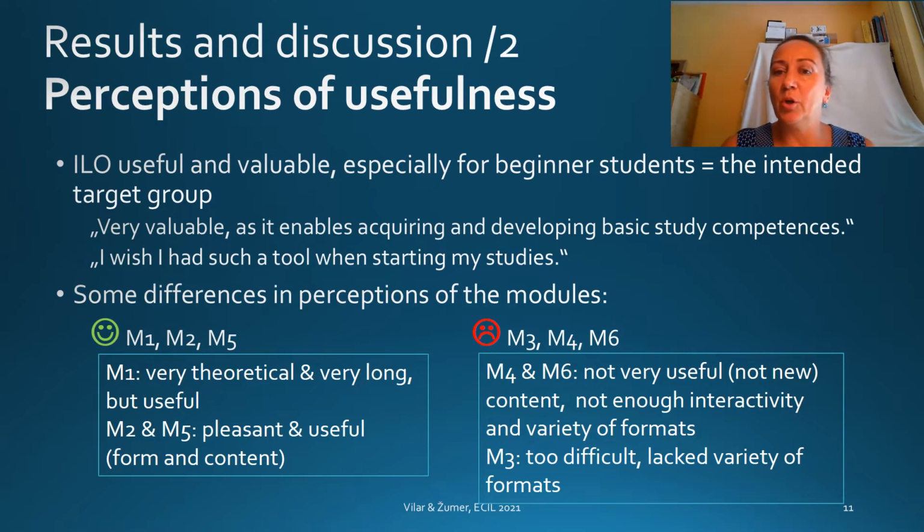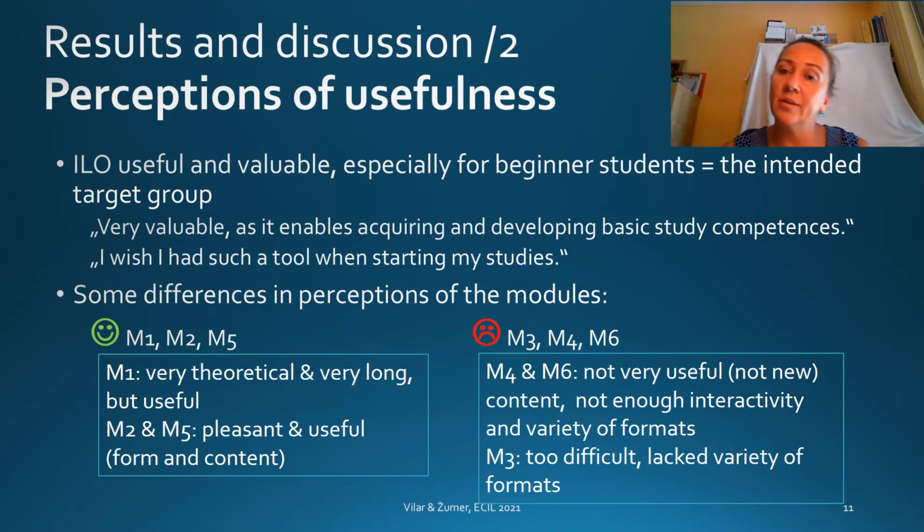Three of them, modules 1, 2, and 5, were received more positively than the other three. For module 1, they actually noted that it was pretty much theoretical and quite long, but useful. So they found it useful for module 1 to set the background on the information landscape. Modules 2 and 5 were pleasant and useful in terms of form and content.